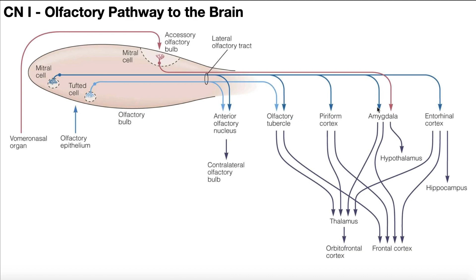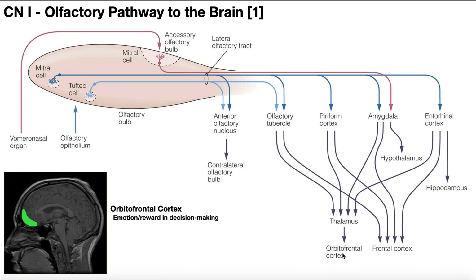Now, these other 4 parts of the brain right here, there's a lot of crosstalk because, as you can see, they all send their information to really 3 parts of the brain, and those are the orbitofrontal cortex, the frontal cortex, and the hippocampus. The first one we're going to talk about is the orbitofrontal cortex.